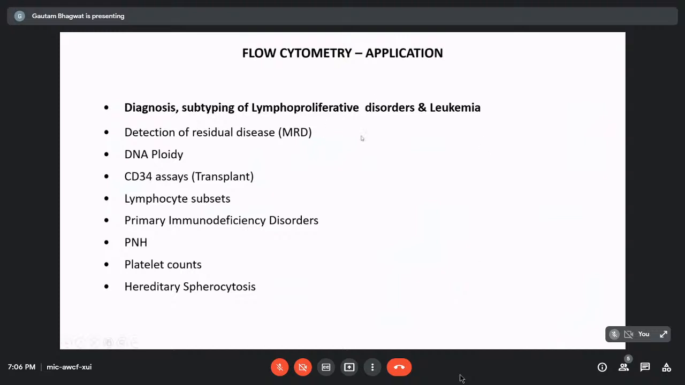In today's talk, I would be focusing mainly on the first three, that is diagnosis and subtyping of lymphomas and leukemias, detection of residual disease, and DNA ploidy, which is a part of the diagnosis or the follow-up of leukemias and lymphomas. In the next talk, I would go through the other applications.